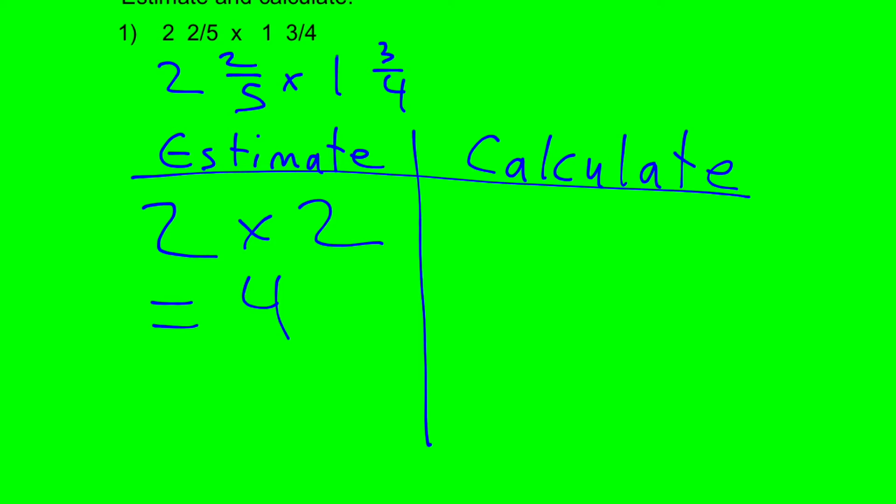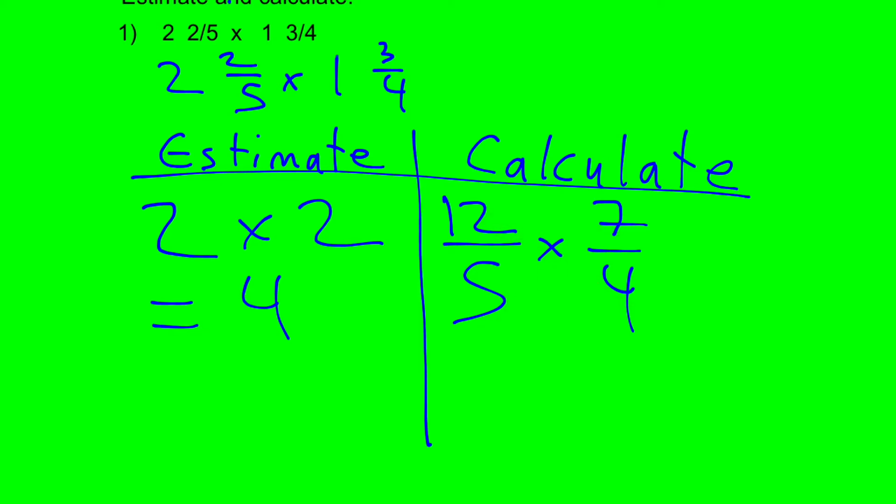To do the calculation, I'm going to do denominator times whole number plus numerator to make this into an improper fraction. So 5 times 2 is 10 plus 2 is 12 over 5. 4 times 1 is 4 plus 3 is 7 over 4. Once I have it like this, I'm just going to treat it like a regular multiplication of fractions question. I'm going to see if I can simplify the diagonals.